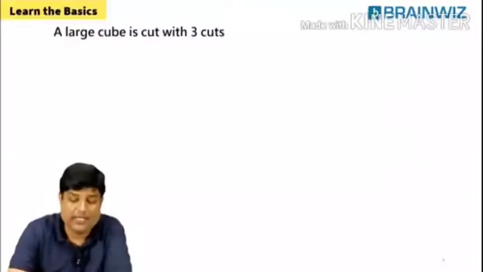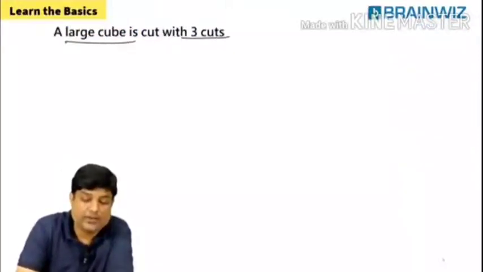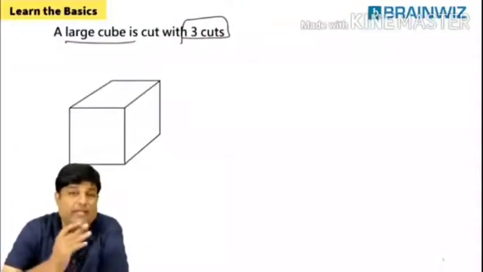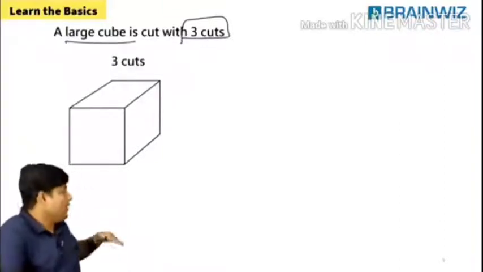Following, everybody? Let's move forward. Yes. Now let's try to move forward. A large cube is cut into 3 cuts. I'm taking a small example. This is one cube. I'm making 3 cuts. Tell me, how many cuts I'm making? 3 cuts. So let me cut this cube into 3 cuts.